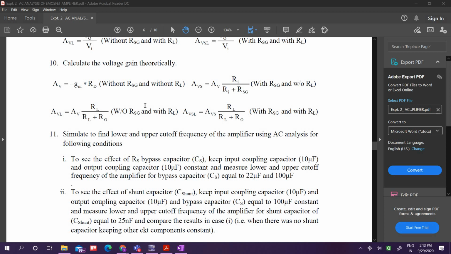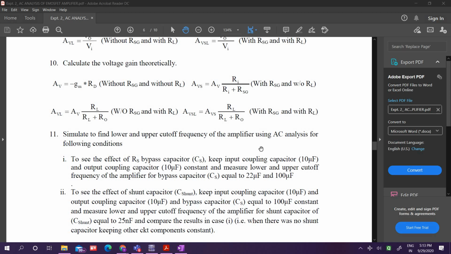Again we have to find the AVS, AVL and AVSL. These calculations are to be done when we get the proper result. So we'll take the result first, we'll implement the circuit, and again cross-check whether the practical values and theoretical values match. If they match, then it is fine.